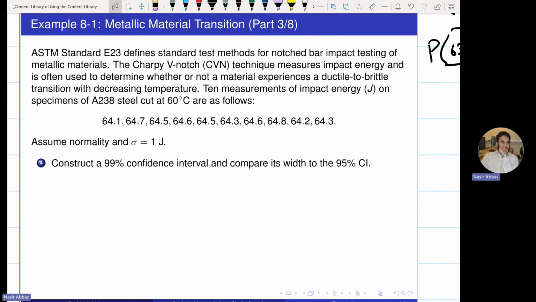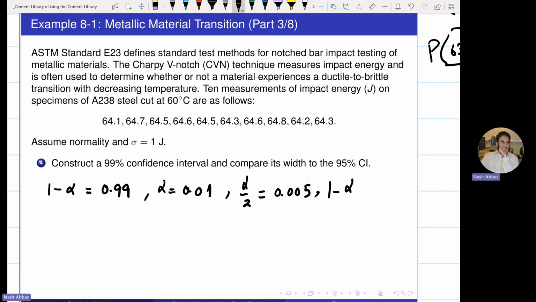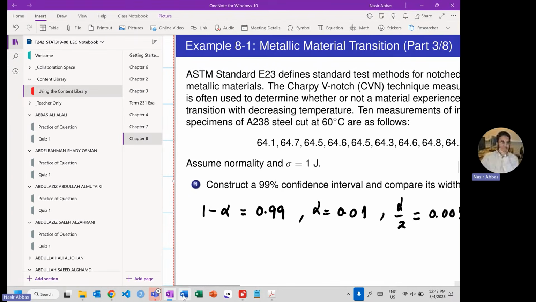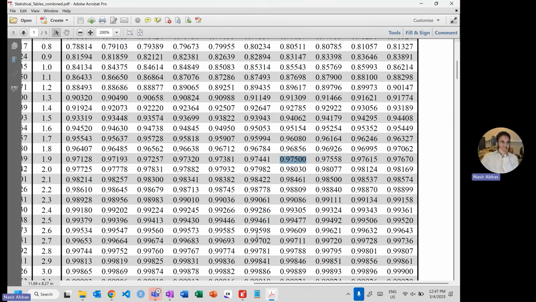The next question says construct a 99% confidence interval and compare it with the one that you constructed in part 2, which was 95%. So let us first construct 99%. What is 1 minus alpha given to us in this question? Same 4 steps. What is alpha? What is alpha by 2? What is 1 minus alpha by 2? Go to the table, look for 0.995 inside the table, and the corresponding value is your critical value. So let's go to the table and look for 0.995.